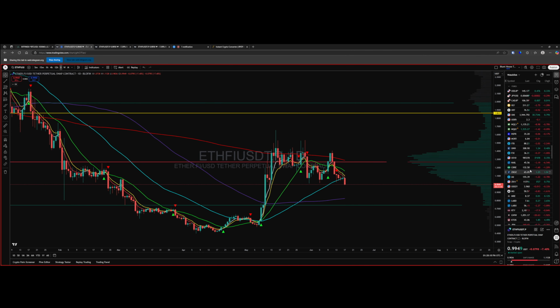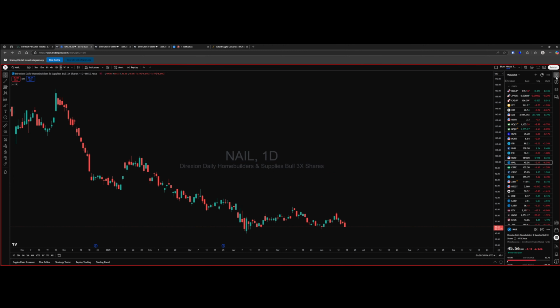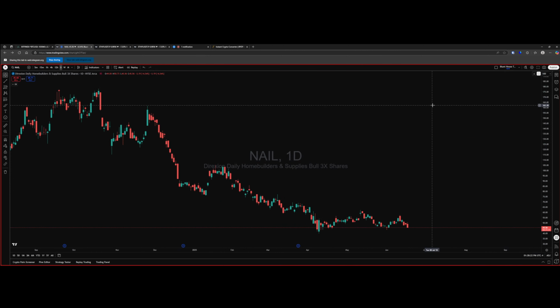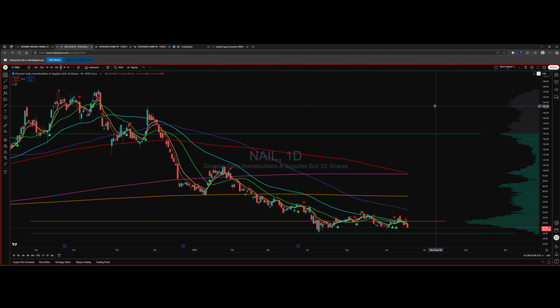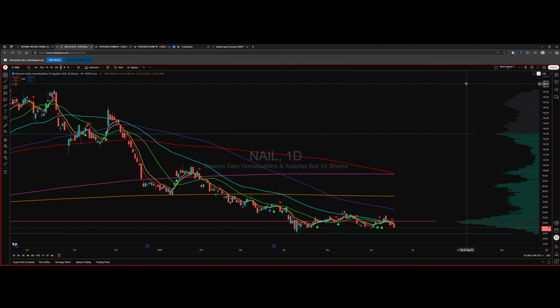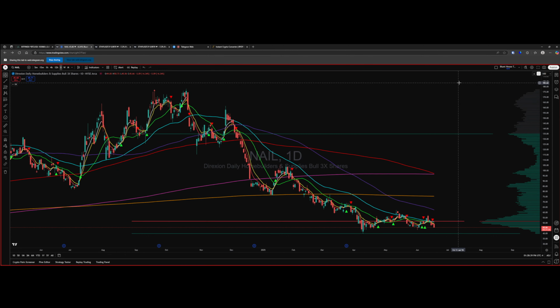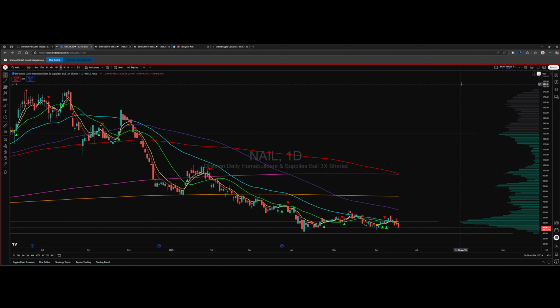What else did you want to look at today? This is an ETF. It's called NAIL, and it is a leveraged, bullish home builders ETF. Because there are a lot of you, it's not just crypto that you trade, right? You'll have other investments and things like that. I'm showing you this because it is another example of failing certain levels and what happens to price when it does.